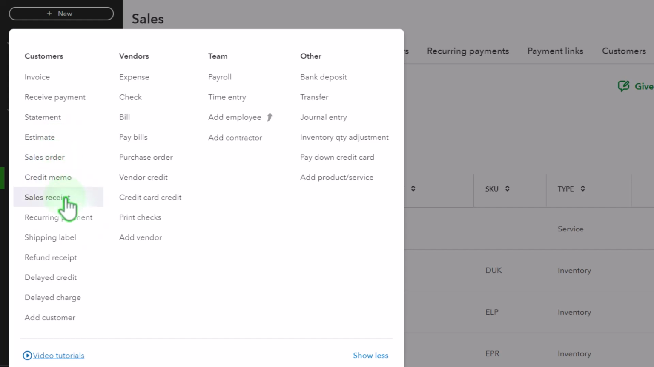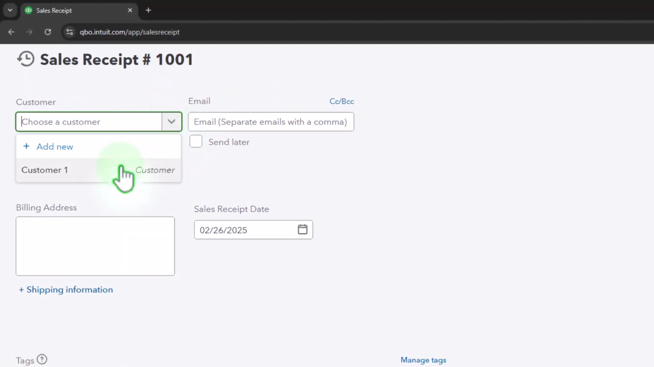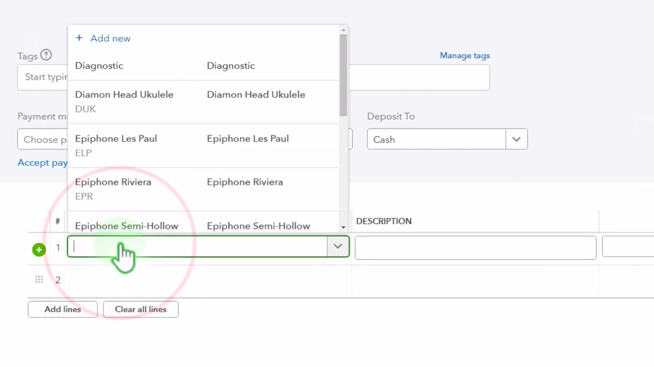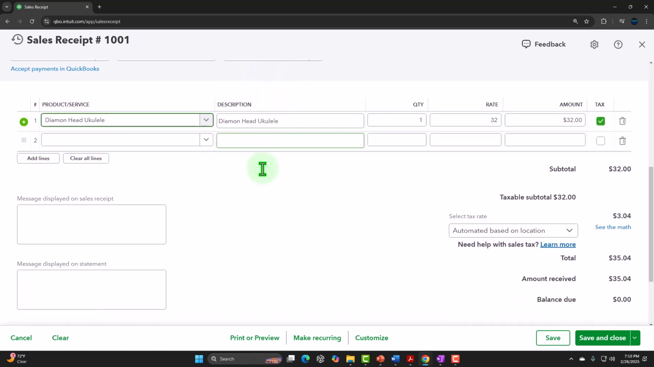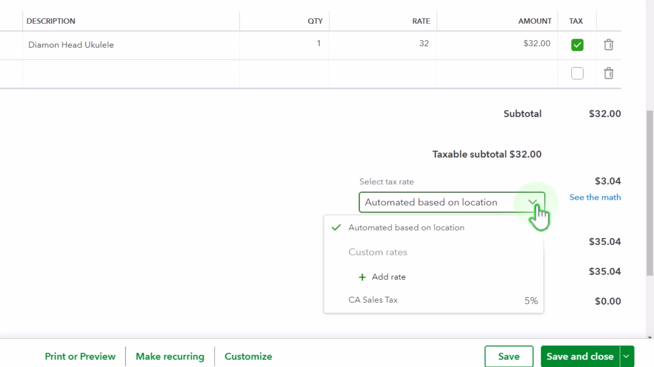So let's go with the sales tax, sales receipt form. And then otherwise, now I set up a new customer. If you don't have that, I'm just setting up a generic customer one. So just type in customer one, just to have a generic customer to apply the tax to. And then we're going to scroll down and let's just choose the ukulele, the good old ukulele. And then you can see the tax is being calculated down below. So notice it's using by default the automated tax based on the location. I'm going to keep that as the default just to note that that's normally what we're going to do.